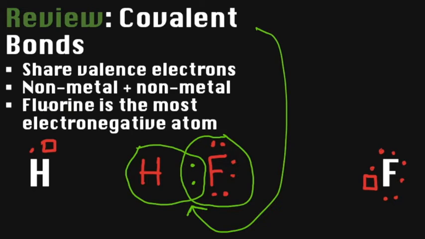Now, just to remind you from last video, fluorine is the most electronegative atom. And what that means, since fluorine is electronegative, is that it holds its valence electrons very close to it. So you'll see here that hydrogen and fluorine are definitely sharing their valence electrons, but fluorine is holding the electron closer to itself because it is more electronegative.